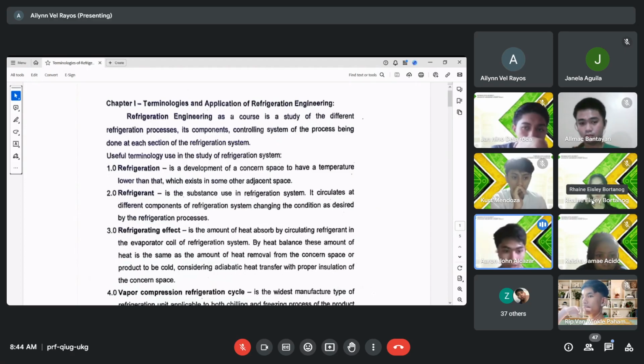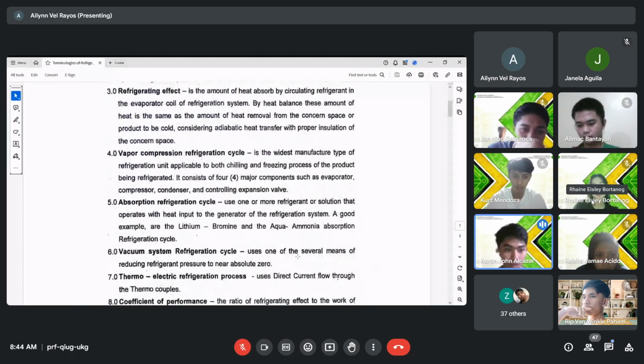Refrigerating effect is the amount of heat absorbed by circulating refrigerant in the evaporator coil of refrigeration system. By heat balance, this amount of heat is the same as the amount of heat removal from the concerned space or the product to be cooled, considering adiabatic heat transfer with proper insulation of the concerned space.